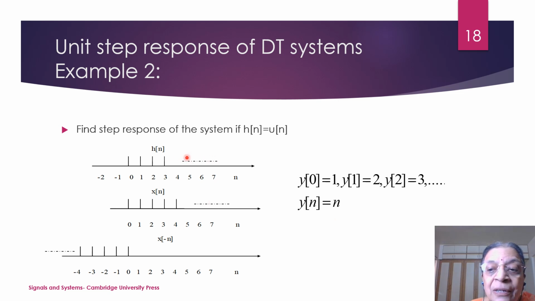Sorry, I think I said that hn exists only up to 3. No, it is a dotted line here. So it exists for all n greater than 0, because hn is equal to un. So it will be increasing. At every sample, the corresponding output will increase by 1. So it will be 1, 2, 3, 4, etc., up to n. So it will go on increasing. At infinity, it will go to infinity. It is not a stable system.